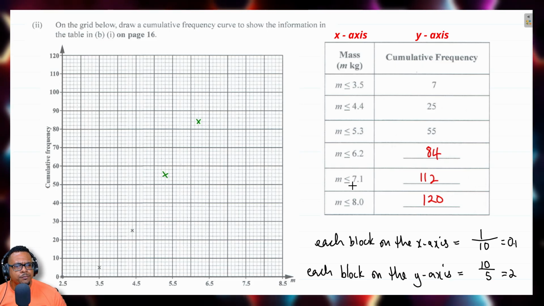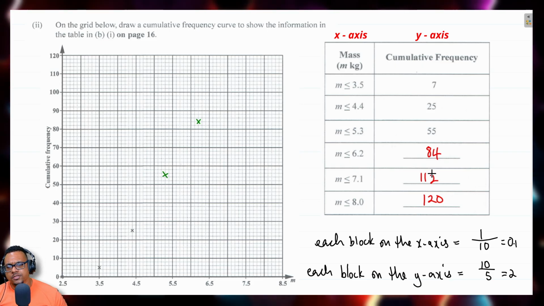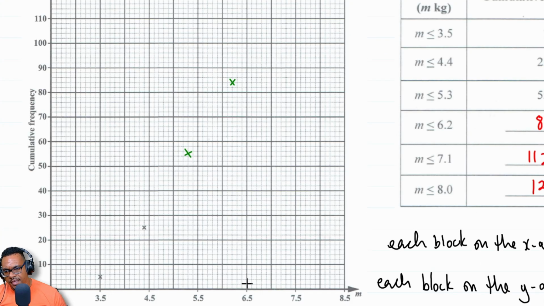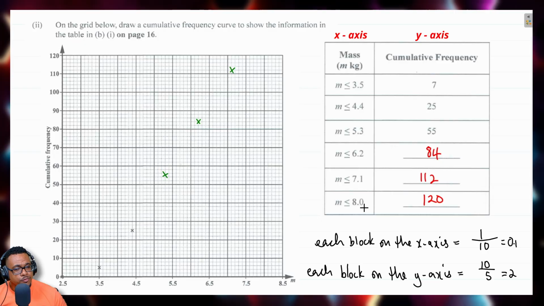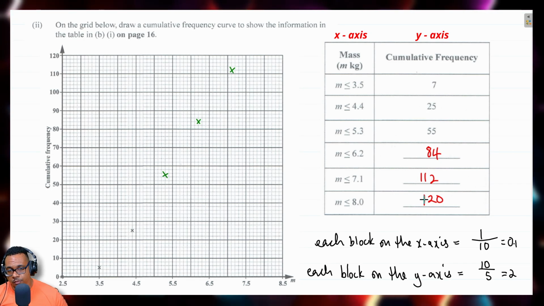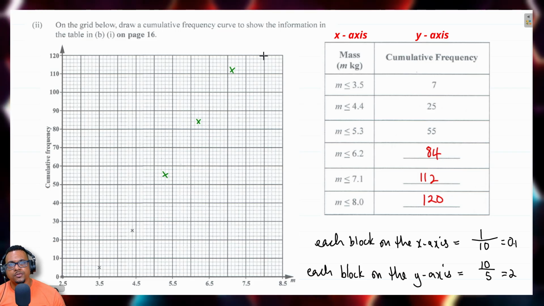And now we're going to plot the 7.1 with the 112. So 7.1 on the x-axis. So here's 6.5. So here will be 7. So 7.1 will be right here. So let's stick to the line with 7 and go all the way up to 112. So going all the way up, 90, 100, 110. So 112 will be here, right here, 112. And I'm going across to 7.1, which is right here. And the last one will be to plot 8 on the x-axis with 120 on the y. So we have 8 here, see 7.5, so here's 8. And I go all the way up to its top, which is 120.